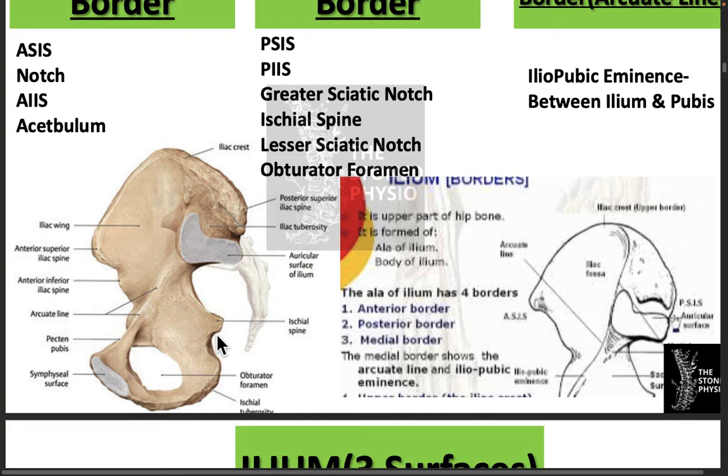But right now we can see we have got a greater sciatic notch and a lesser sciatic notch, and a spine between them, that is called the ischial spine. And this ends up making the obturator foramen. This is called the obturator foramen. I hope till now we are clear. Yes, sir. The anterior border, okay, and the posterior border.